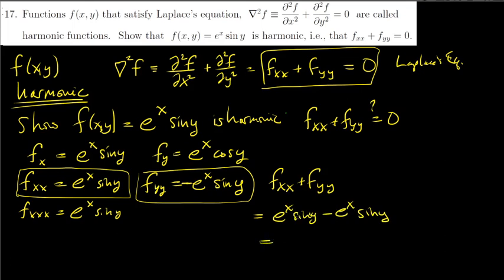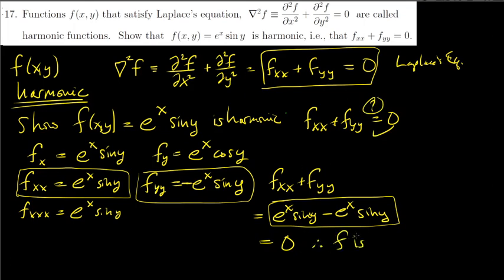Well, it's like 5 minus 5 is 0, right? Whatever this is, when you subtract itself, you just get 0, which is what we wanted to show, right? That this is correct. So, therefore, f is harmonic. It is a solution to Laplace's equation.